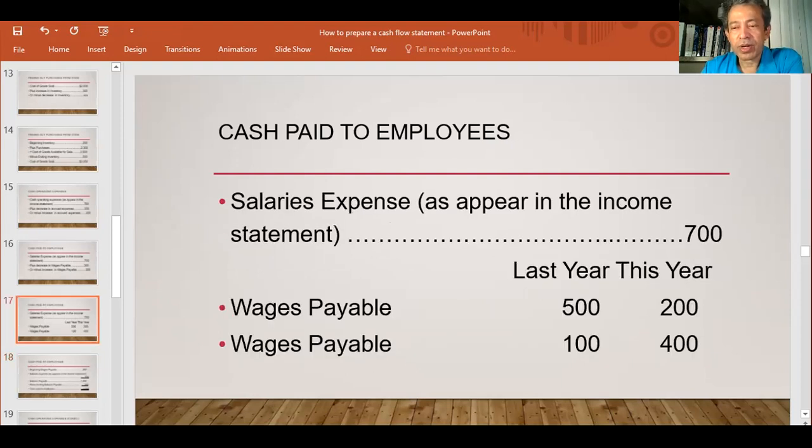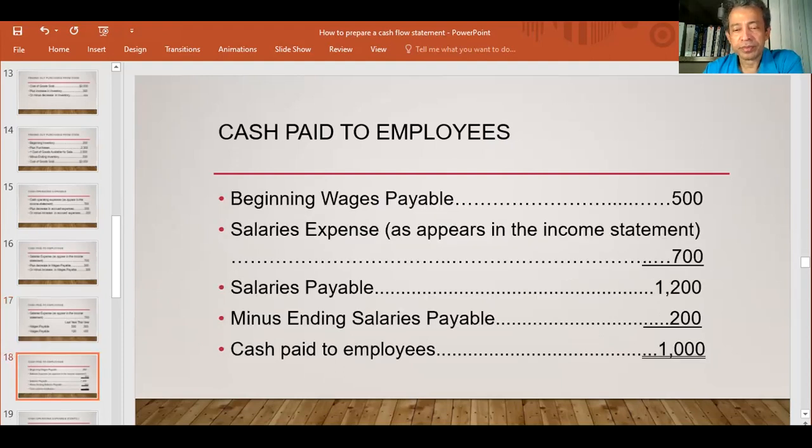But much shorter is if we just add the 300. See, if payable goes down, this is a good thing from a liabilities point of view, but this is a bad thing from a cash flow point of view, because your cash has gone out. See, wages expense was $700, but cash paid was $1,000.